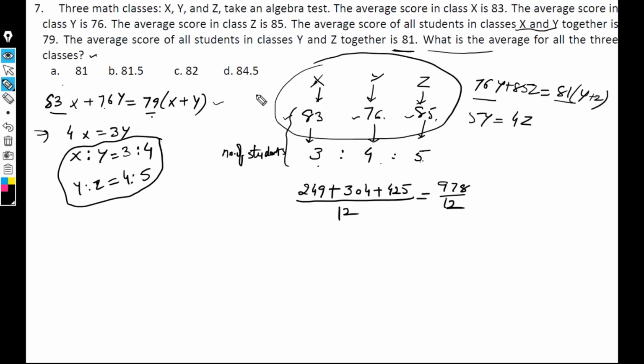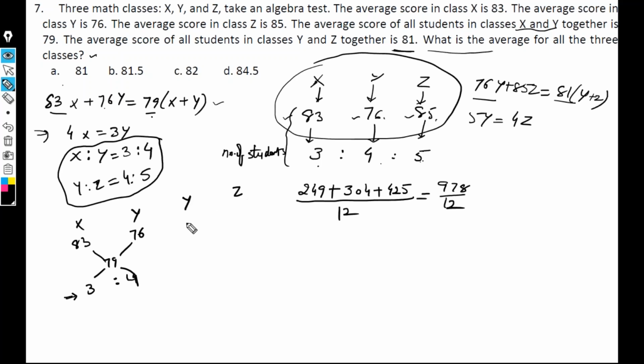Good, good. Okay, now the very same question can also be done with allegation. So again, introducing a bit of allegation here. The averages of class X and class Y are 83, 76, and the combined average in this case is 79. So just write it in the middle. Difference of these two is 3, difference of these two is 4. So it straightaway gives me the ratio between the number of students of class X and Y.